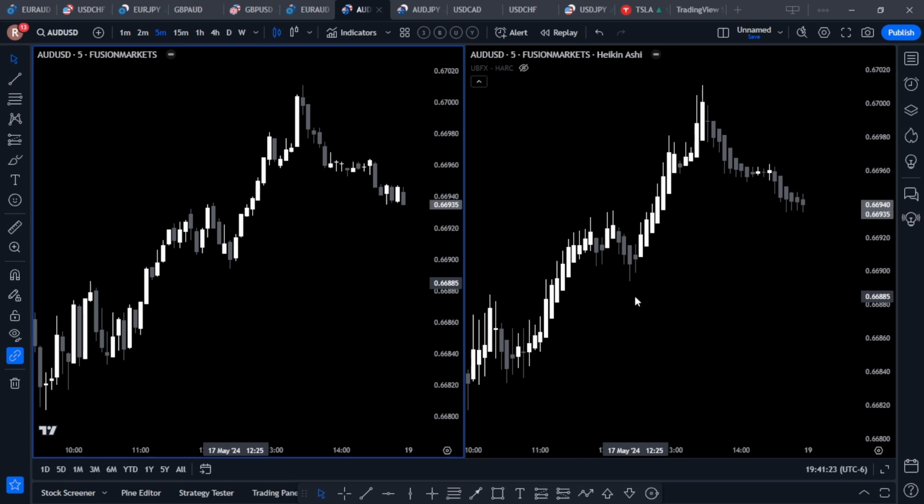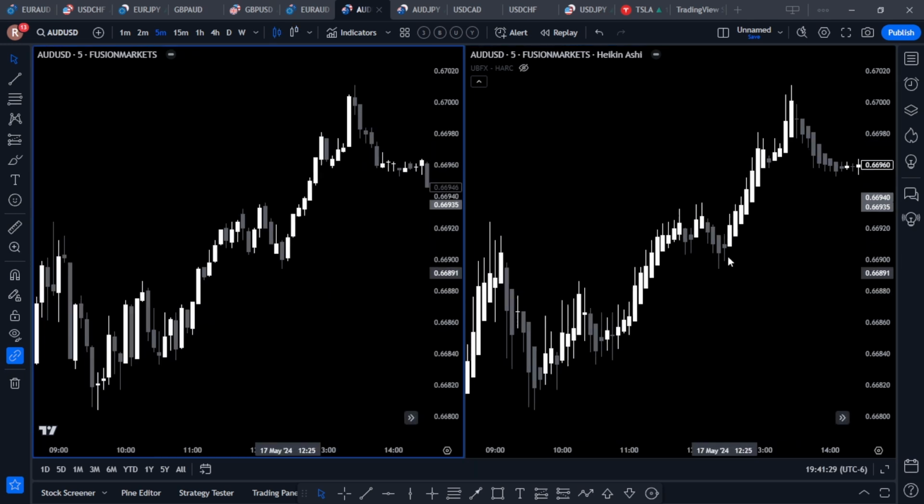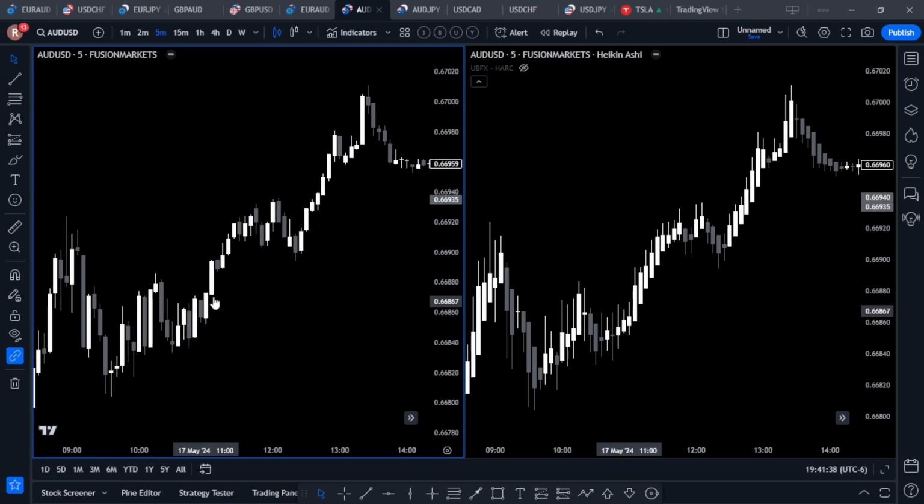With a first look at the Heikin Ashi candles, you're going to see how much smoother the market is. The market with these HA candles has a very nice smooth flow to it. It's a lot smoother than the real candles.